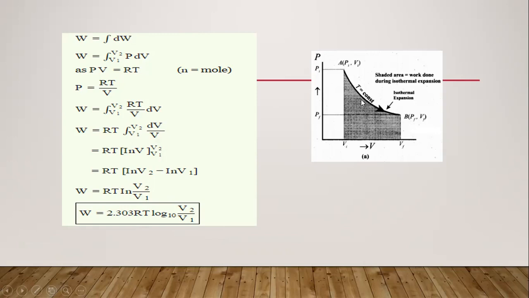The corresponding PV diagram is given here. So we can change the pressure and volume by maintaining the temperature as constant equilibrium. So it is an isothermal expansion.